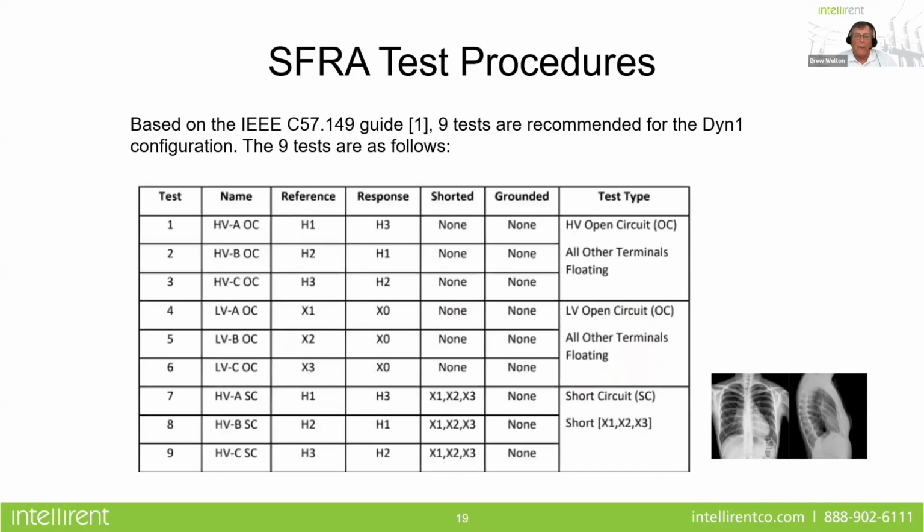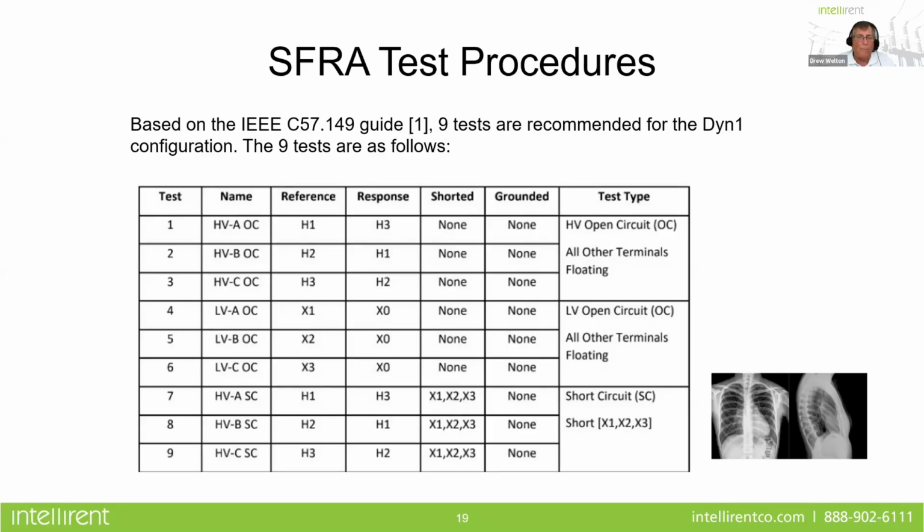But basically, think of SFRA as a chest X-ray. If you go in to get your chest X-ray, they're going to go from front to back, then they're going to go from back to front, and then they'll go from side to side. They want a good 3D image of anything going on in your lungs. Well, SFRA is kind of the same thing.